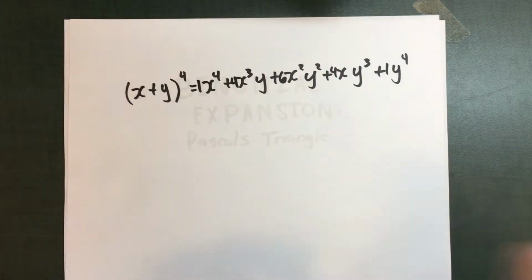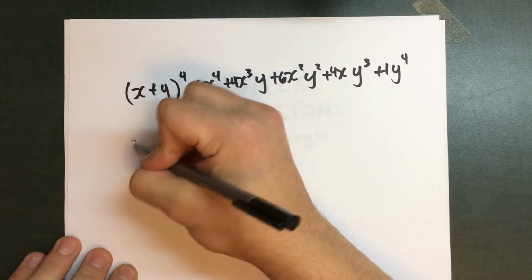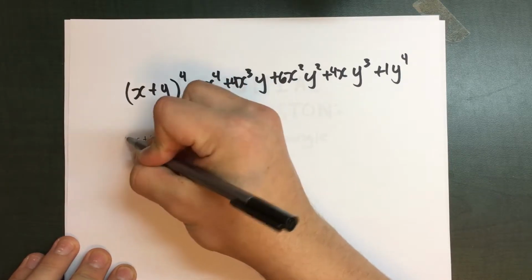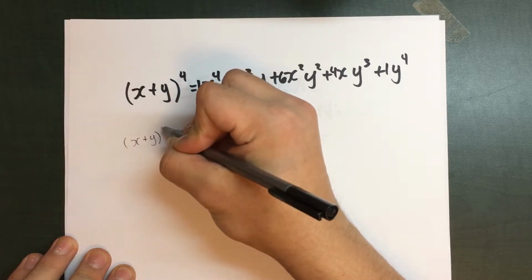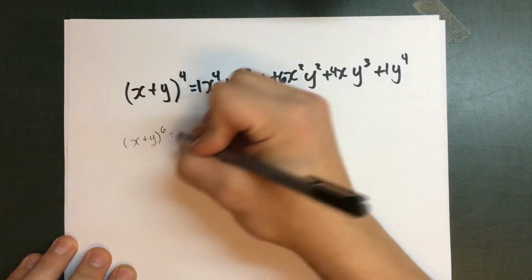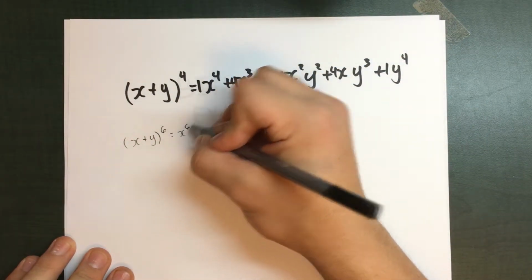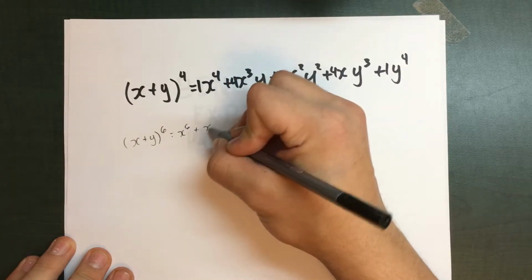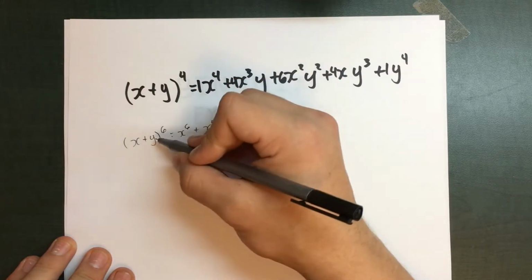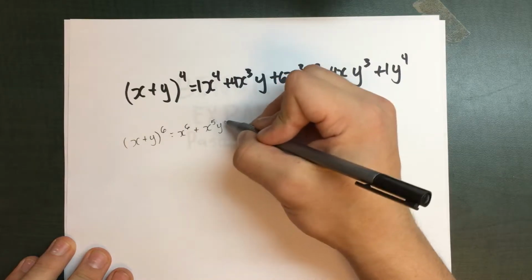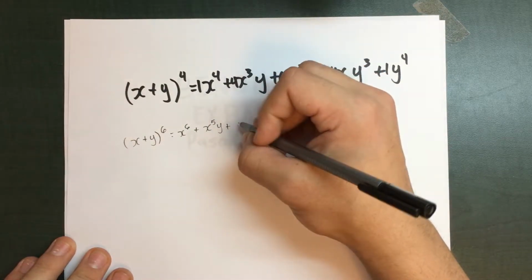Now let's have a look at a bit more of a higher degree. Let's say we have x plus y to the power of 6. So we do the same thing we did before. We start with the highest degree of the first term, x to the power of 6. Then we subtract 1, x to the power of 5, and add 1 to the second term. And we keep doing this until we find ourselves in a loop.